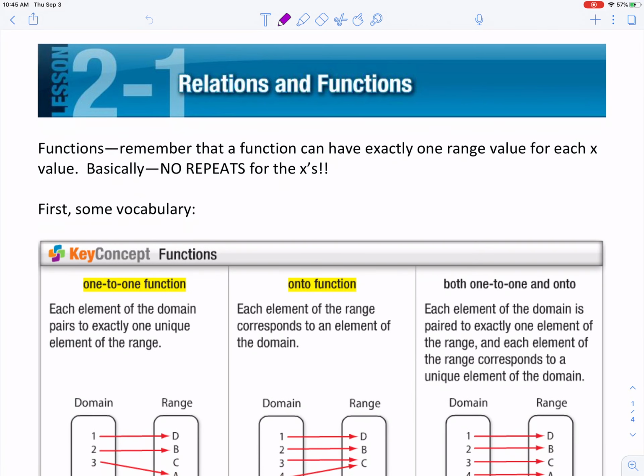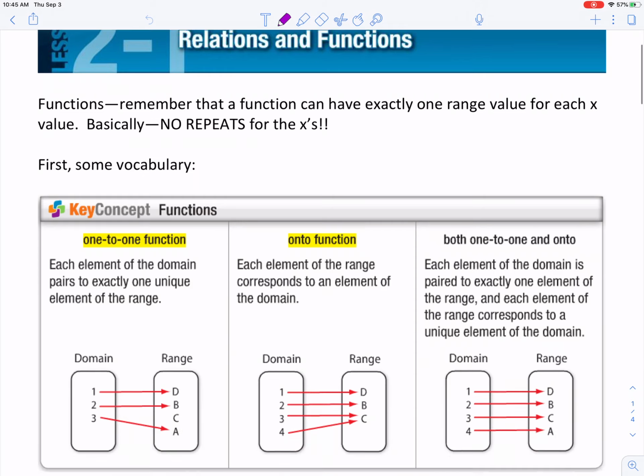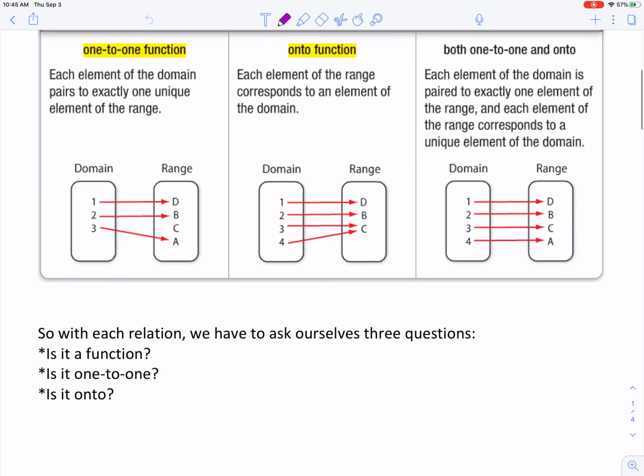Okay, starting chapter 2 then, we start with relations and functions. Remember that a function can only have exactly one range value to match with each x or domain value. What I mean is no repeats for the x. So there's kind of a couple different kinds we can have.